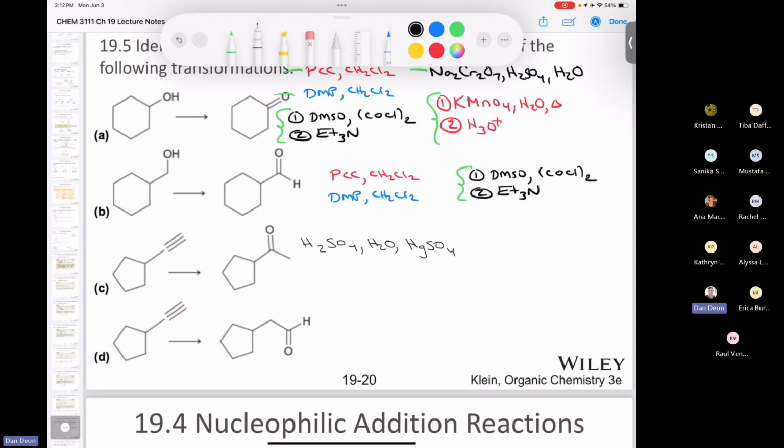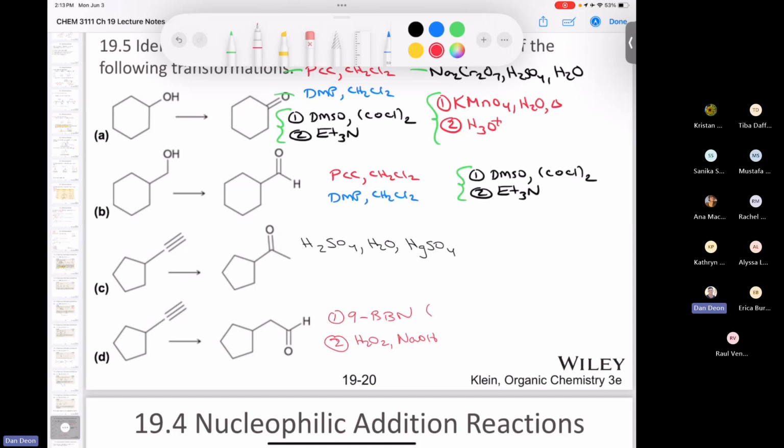And the last one, we're making the aldehyde off of a terminal alkyne. So that's the reaction with 9-BBN. And so our first step is going to be the 9-borobicyclononane, followed by hydrogen peroxide and sodium hydroxide.